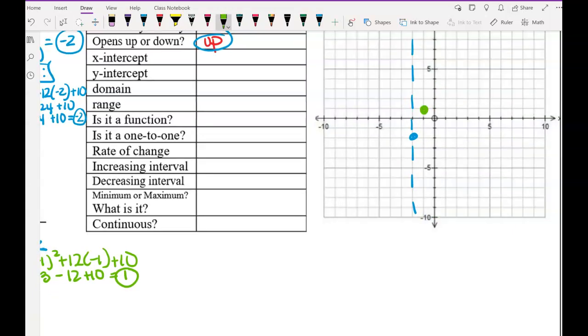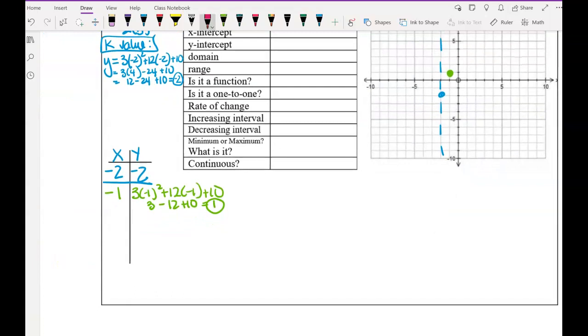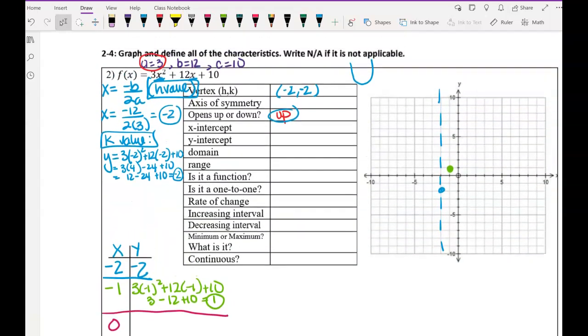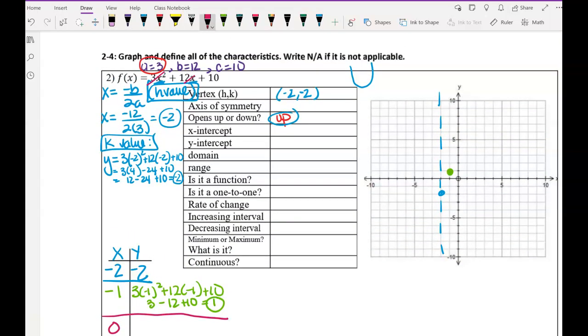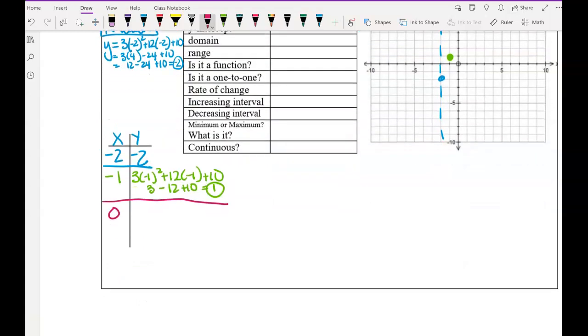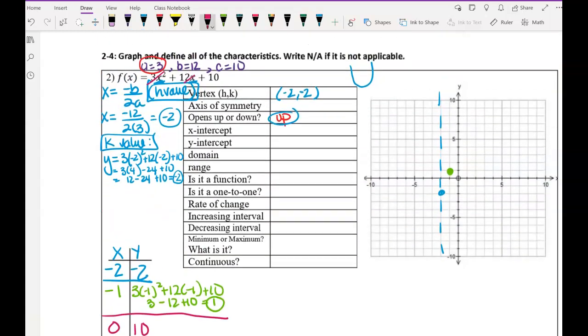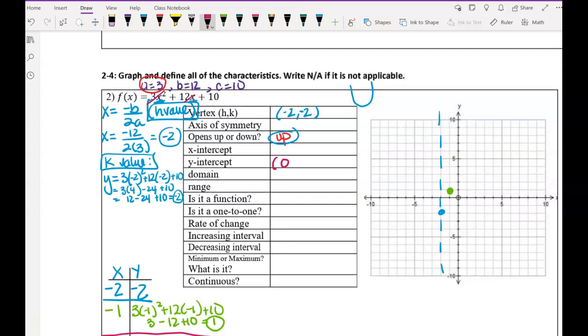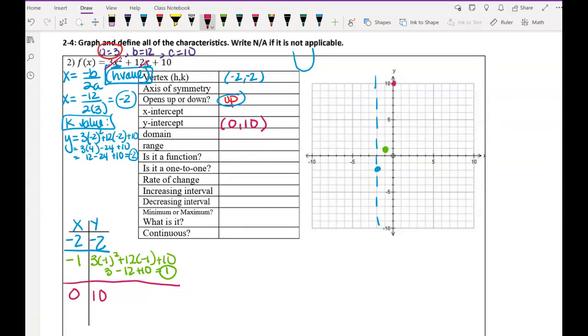Okay, next I'm going to pick 0. Notice how I'm only going to pick values that are easy for me to do in my head. So when x is 0, this is gone, so that's going to give us 10, okay? And that happened to be the y-intercept, so let's fill that in too, because x is 0, y is 10. Look at that. There you go.